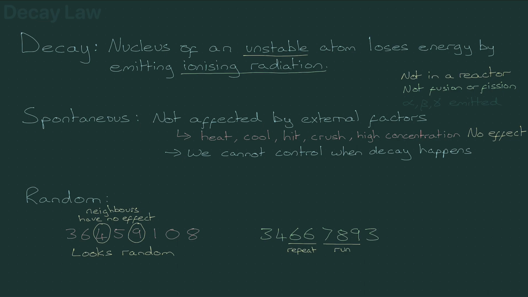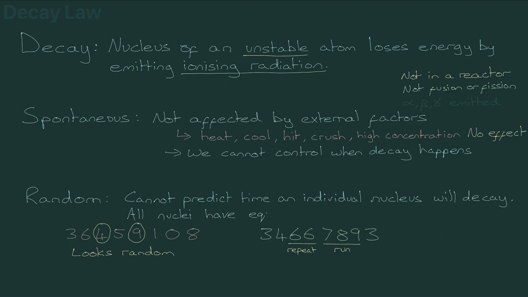Our definition is going to be that since nuclear decay is random, we cannot predict the time for an individual nucleus to decay, and all nuclei have equal probability of decay. Since we couldn't actually really judge randomness, let's stick to a clear definition. Activity. Now this one's simple. The activity of a radioactive sample is the rate at which nuclei decay. So it's the number per second.